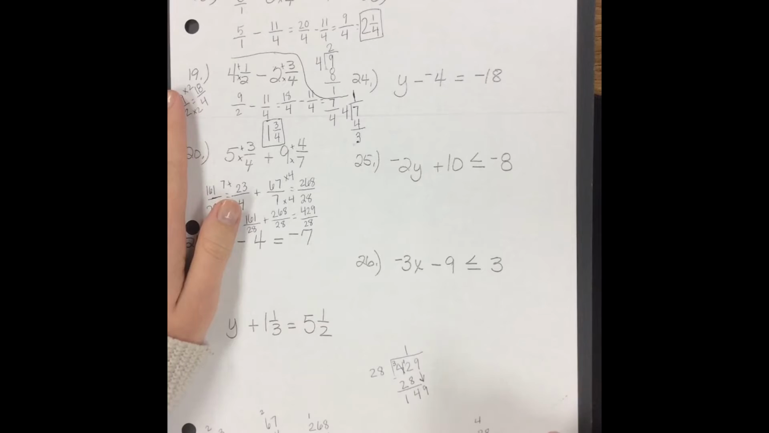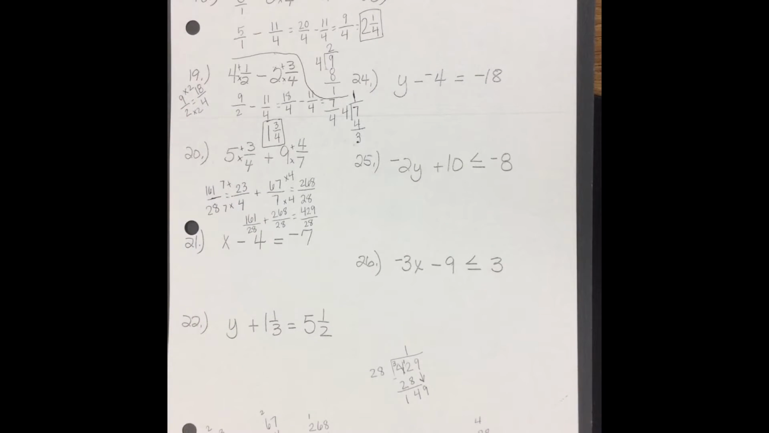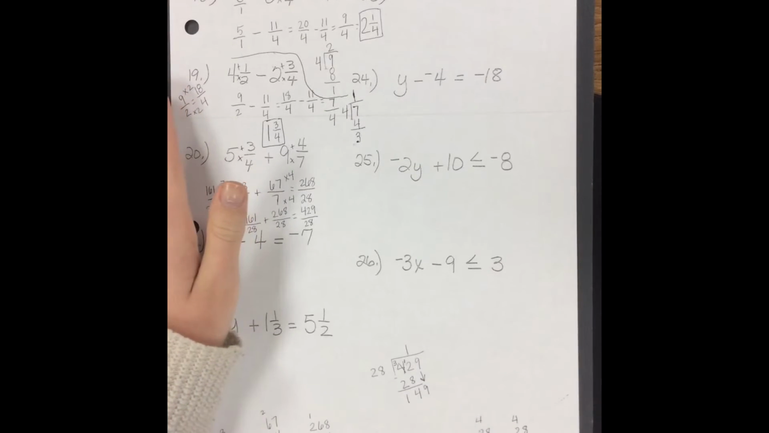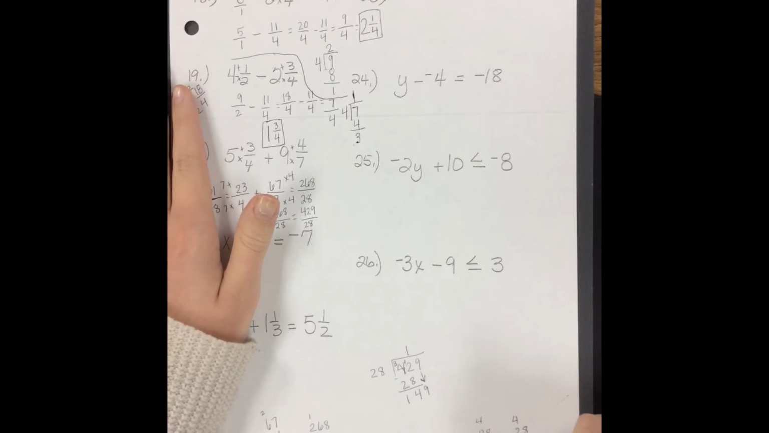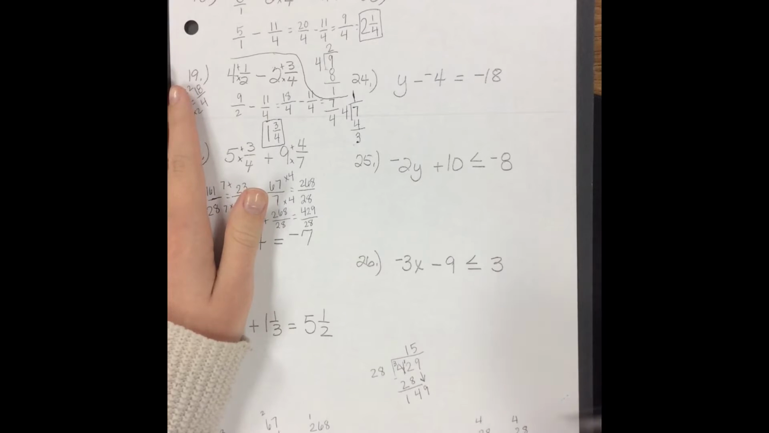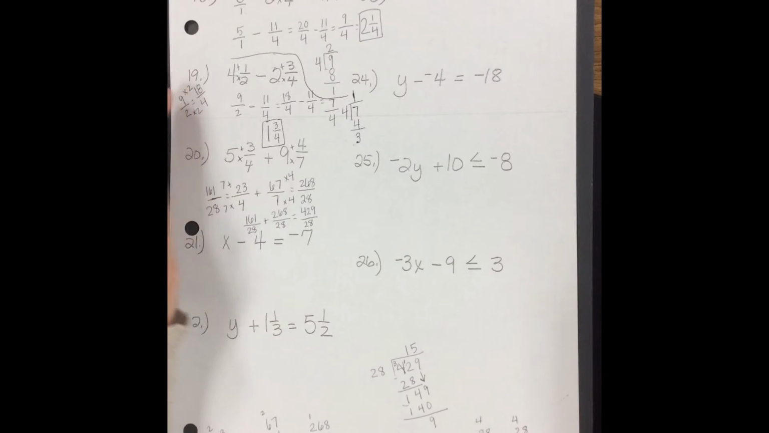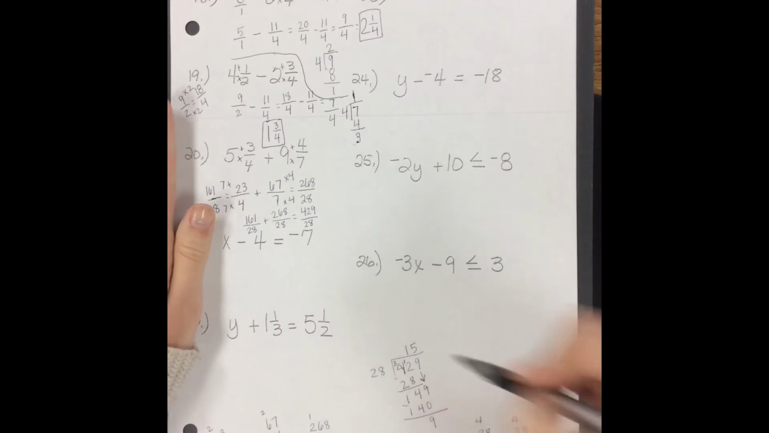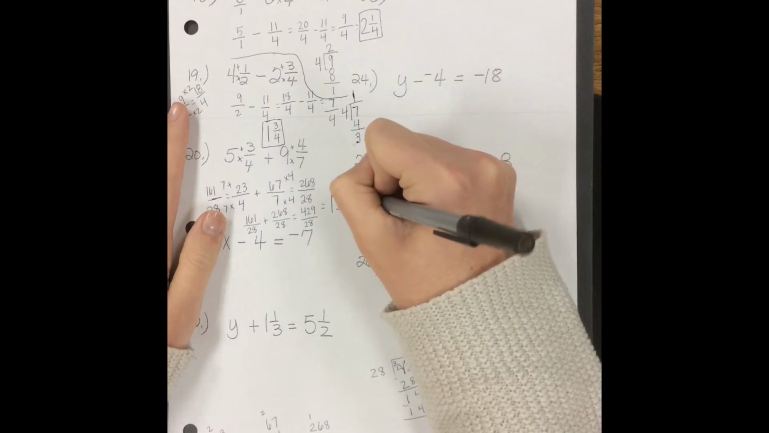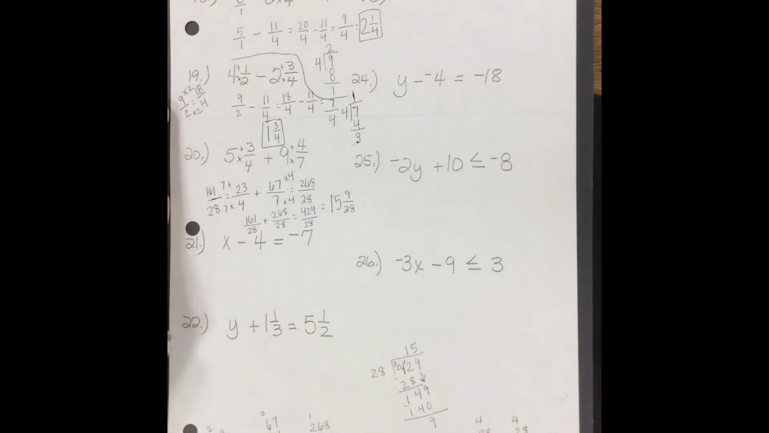All right, so let's try 28 times 6. 6 times 8 is 48. 6 times 2 is 12, plus 4 is 16. So that's a little too much. So let's try 28 times 5. 8 times 5 is 40. 5 times 2 is 10, plus 4 is 14. All right, so 28 times 5 gives you 140. Okay, and you have 9 left over. So this becomes 15 and 9 over 28.